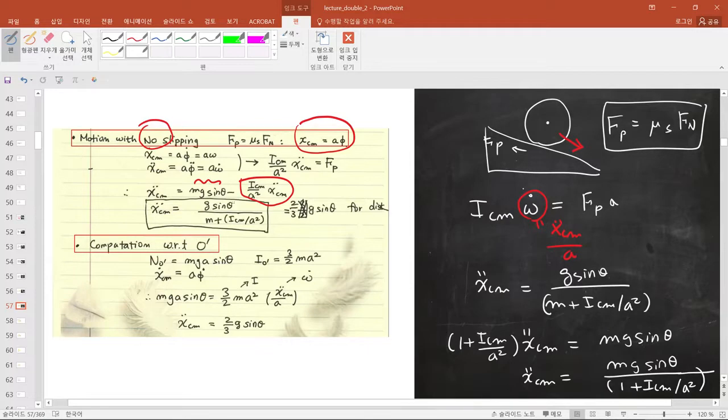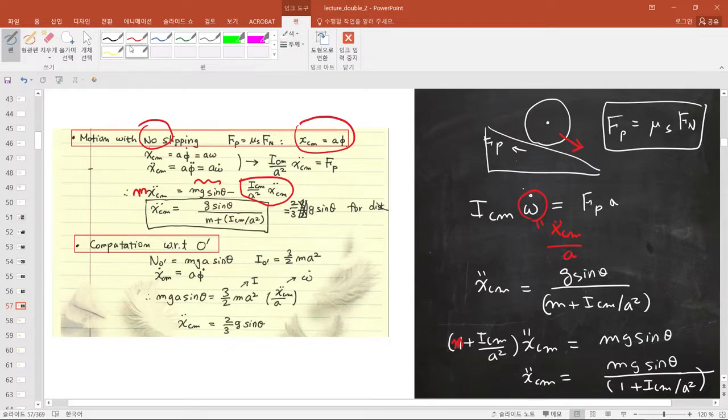Oh, I'm sorry, here you must have m here. Okay, m x double dot is mg sine theta. So sorry, you have here m. Okay, so that cancels m here and here m. So sorry, so many mistakes here.